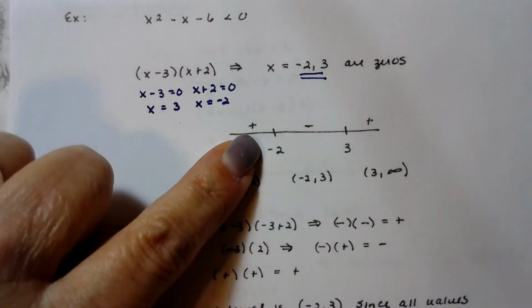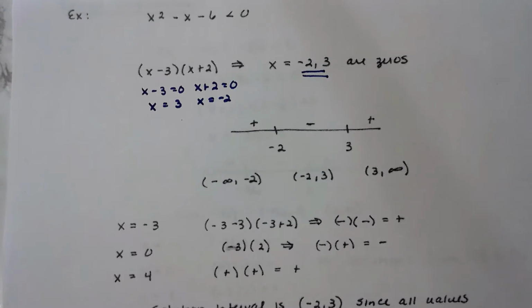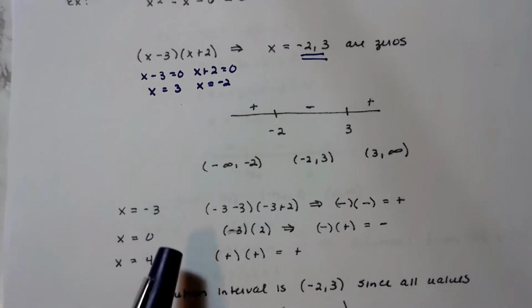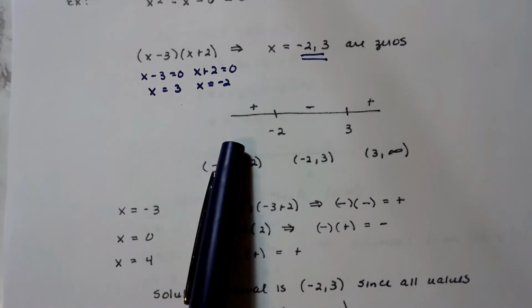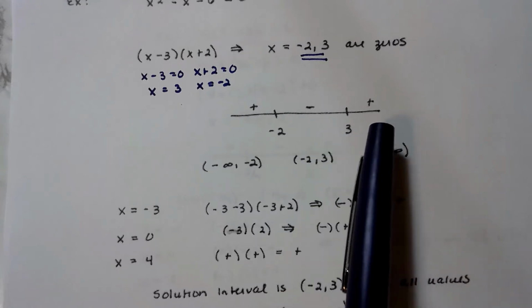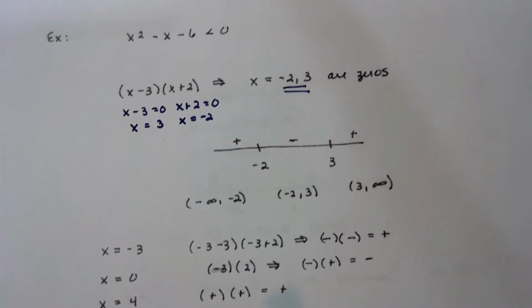Generally, we just pick a number to the left and to the right of each key number. So what I chose here were my test numbers that I'm going to plug back into my polynomial: x equals negative 3, x equals 0, because 0 is always easy to compute, and x equals 4. You write those test numbers down, and then you plug them back into your polynomial.